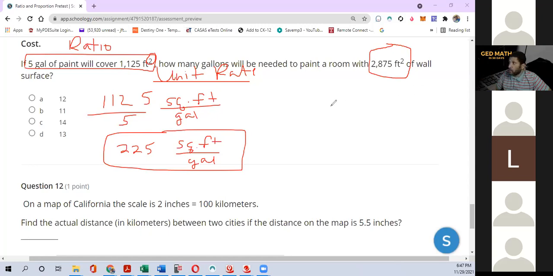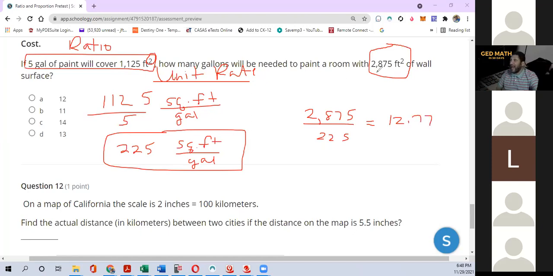I divided 2,875 by 225. Right. Listen to what happened, and this is why I put this question on here. First, you had to find out how much 1 gallon is going to cover, and that's 225 square feet. Well, if I know I need 2,875 square feet, then I need to divide by how many square feet 1 gallon will cover. And that works out to, you said, 12.77.